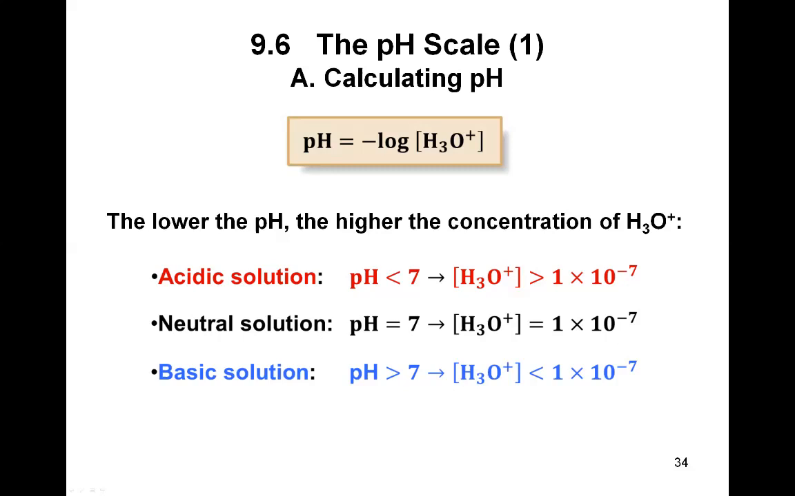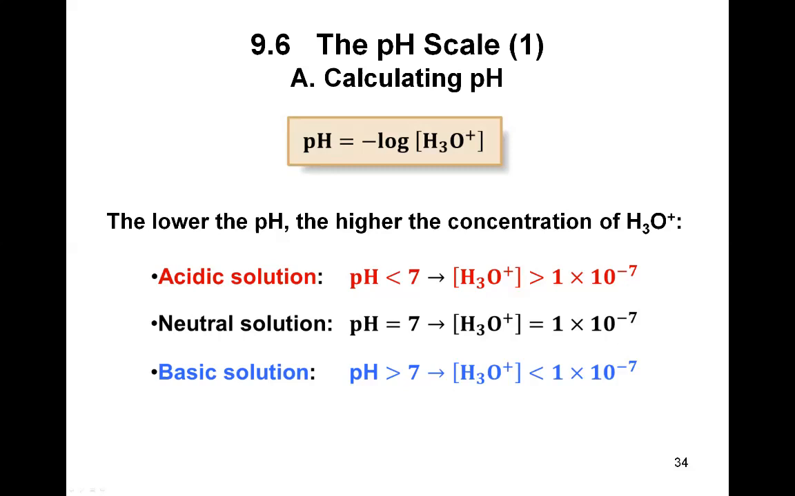Remember that for this concentration to be less than 1 times 10 to the negative 7, it means you have concentrations with 10 to the negative exponents greater than negative 7, like negative 9, negative 10, negative 12. And so the pH then is going to be 9, 10, or 12, and it's above 7. And that corresponds to a basic solution. A basic solution has fewer hydronium ions, H3O+ ions, and has a lot more OH- ions, the hydroxide ion.